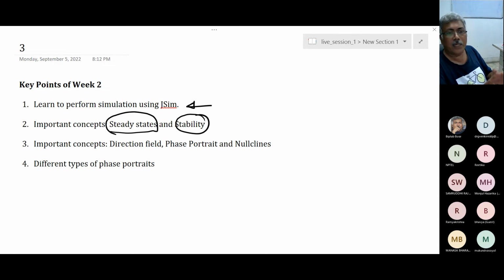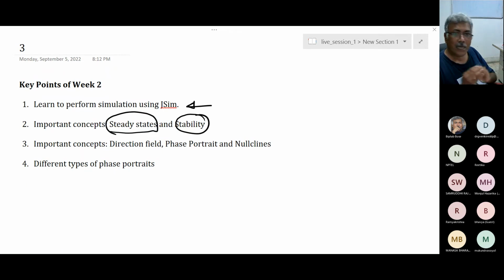What is the stable steady state? What is the unstable steady state? What is semi-stable steady state? This should be absolutely clear to you, because throughout this course, throughout lots of other models that we'll build in this course, in this third week and the fourth week, we will repeatedly encounter the concept of stable, unstable steady states in one dimension as well as higher dimensional problem.